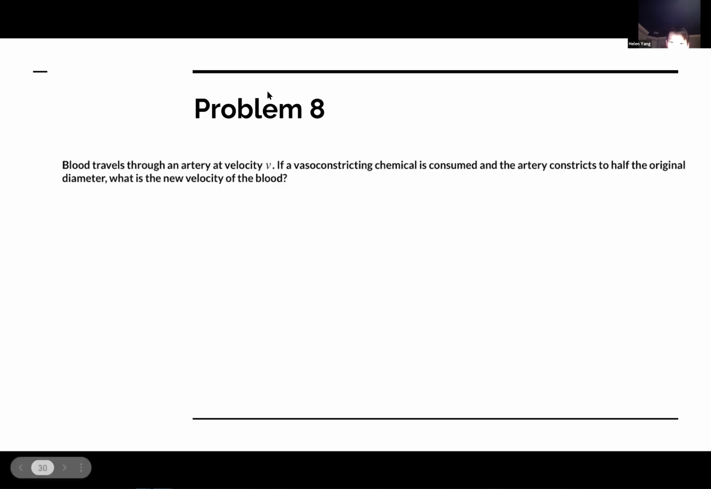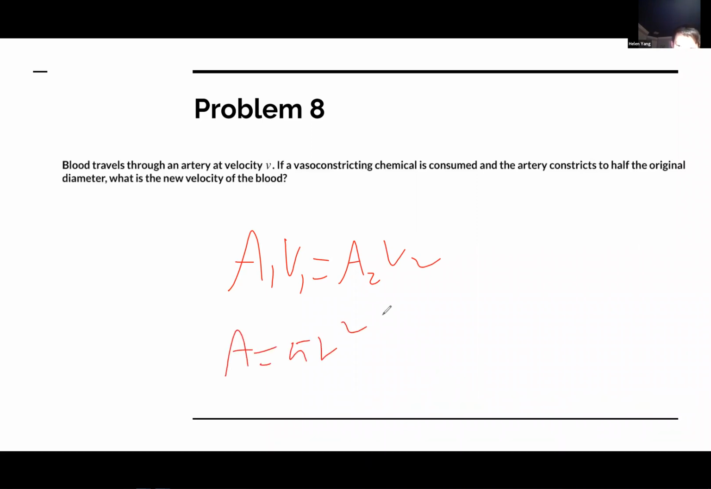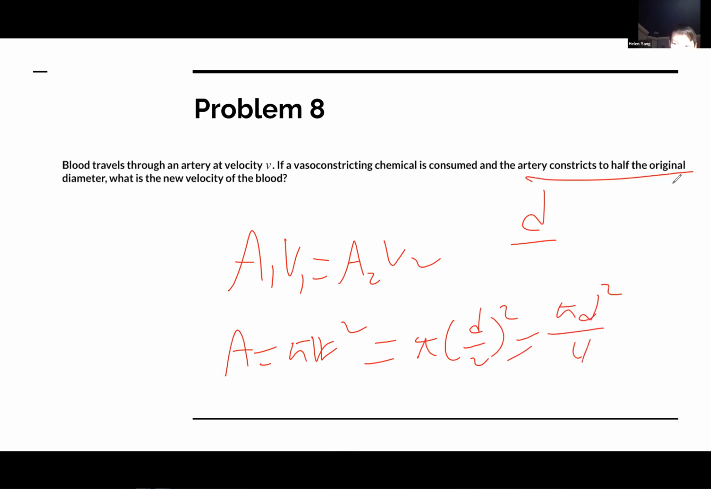Okay, so I'll explain this really quick. You would again use the equation A1 times V1 is equal to A2 times V2. And to find the area, it would be pi r squared. First of all, with the diameter, it would be pi times d over 2, squared, which is pi d squared over 4. And then the diameter is reduced to half.